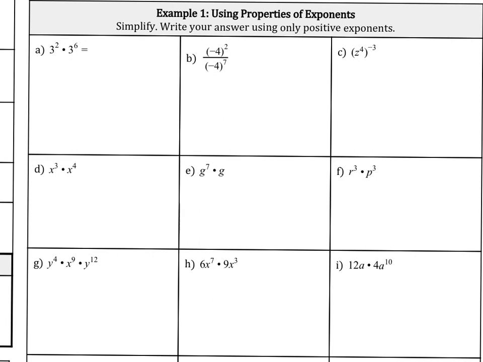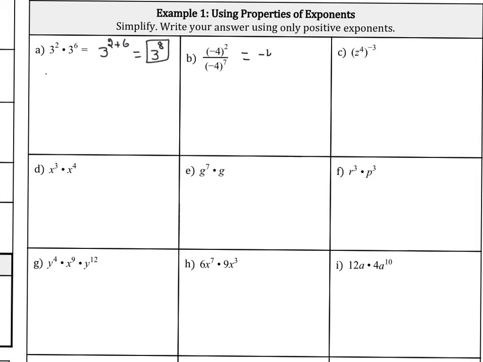If you're going to use properties of exponents, you look at the problem 3 to the power 2 and 3 to the power 6. So you decide which property this is going to be. This is same base and this is a product property. If you have same base, you're going to add the powers. So this is going to be 3 to the power 2 plus 6, and the answer is 3 to the power 8.